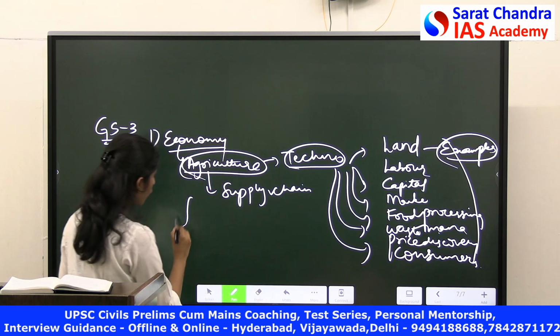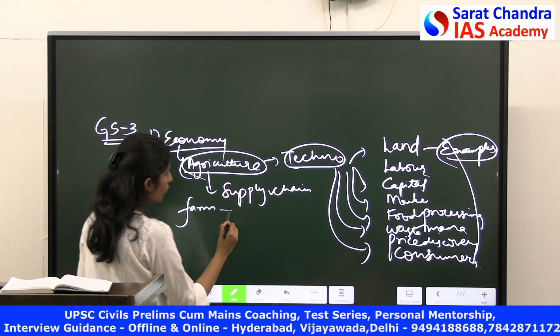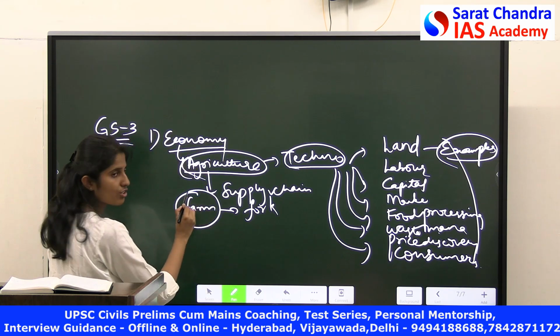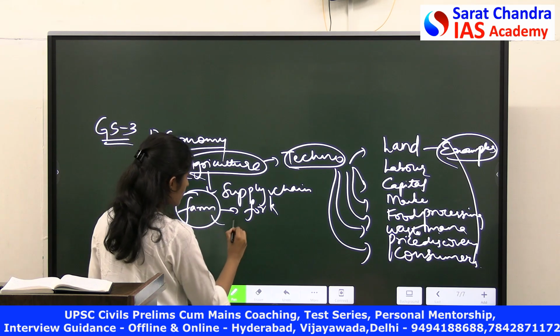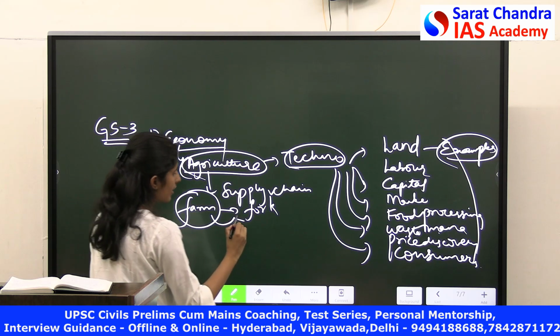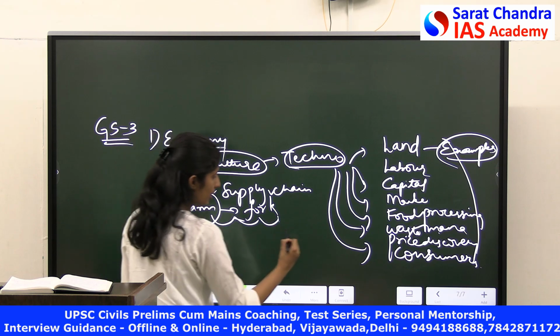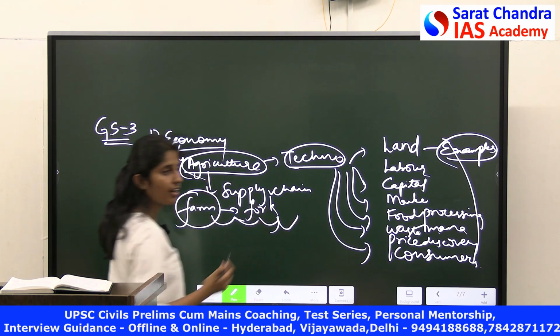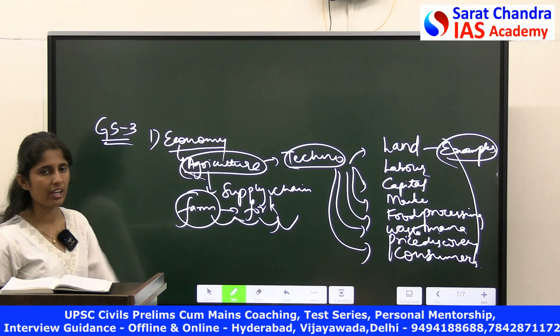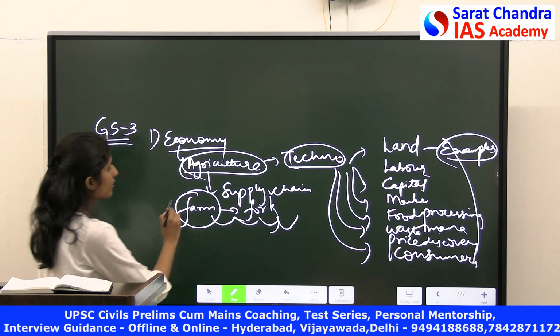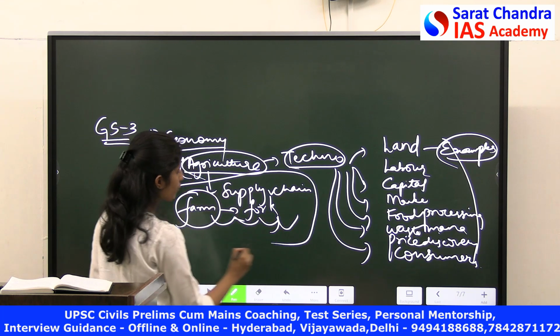From farm to fork, what are all the steps involved? Whether it is factors of production, cold storage facilities, grading facilities, marketing facilities, reaching customers, or food processing and all such things. This is the supply chain I am talking about. So whenever you are making any topic notes for agriculture, this is the supply chain you have to follow.